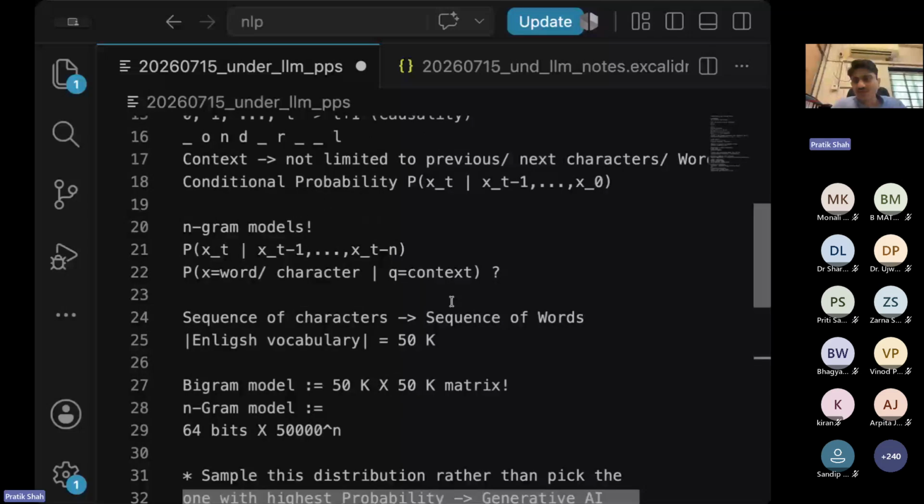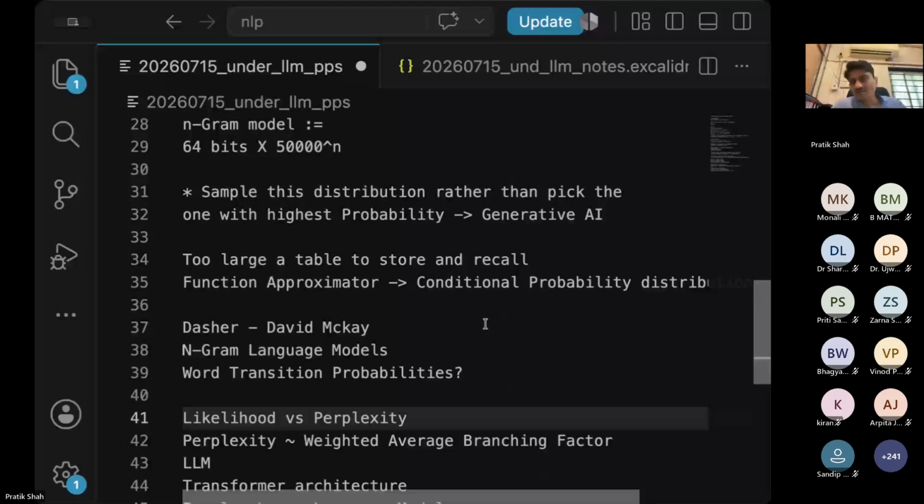Is this how AI is working by using LLM? Question is not clear, by the way. So can you just unmute yourself, Dhananjay? Dhananjay sir, unmute yourself. Hello.